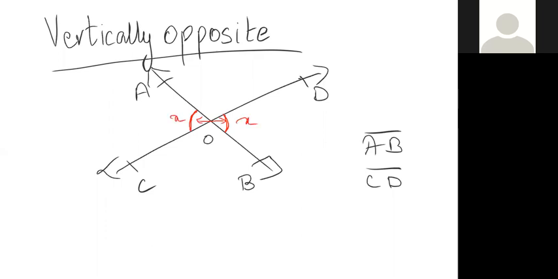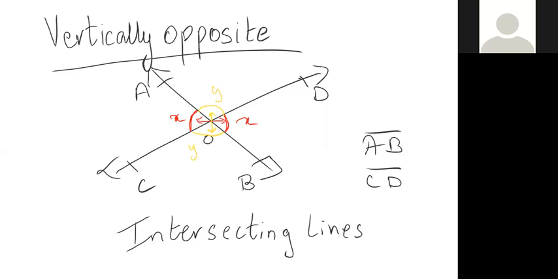This is a theorem. We need to learn this. And this angle will also be equal to this angle because it's also vertically opposite, Y and Y. Now these types of angles only occur in intersecting lines, like these lines intersecting at a common point O. So we need to keep this in mind. This only occurs when two lines AB and CD are intersecting at a common point O. Then the vertically opposite angles will be equal: Y equals Y, X equals X.